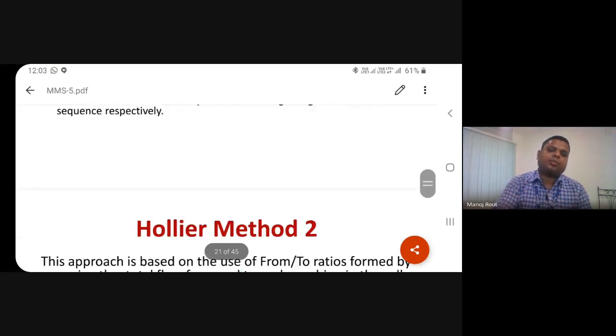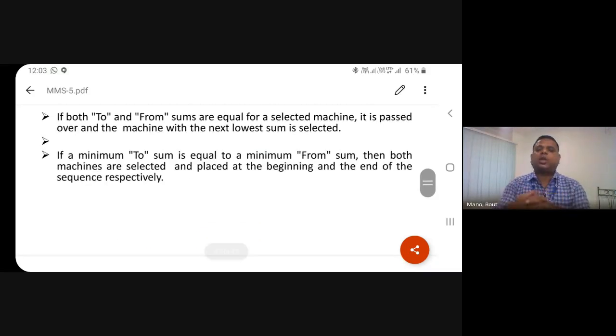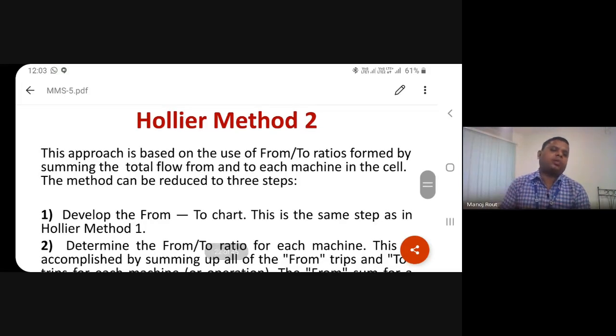For example, in case of packaging of different components, what will happen if there is no requirement of leveling machines? If you find the index matrix in case of the to sum or from sum, in that case you can directly place it after the sequence of operation or during the packaging of that particular machine. The next is going to the next slide, that is Hollier method 2.